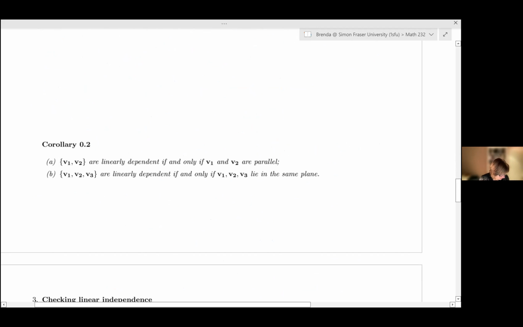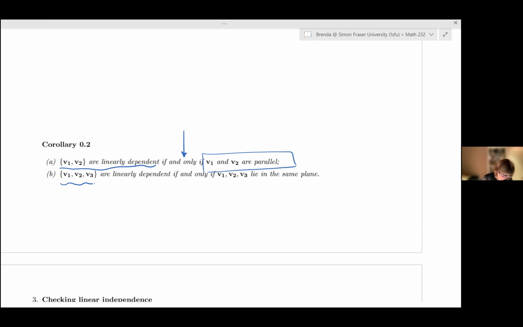There's a corollary to this proof. The corollary means two statements that just follow immediately from the proof. If we've got two linearly dependent vectors, then they're parallel. And if you've got two vectors that are parallel, then they're linearly dependent. It's got that if and only if joined between the two statements. Three vectors are linearly dependent if they lie in the same plane. You don't have 3 degrees of freedom and have it being linearly dependent. Okay, so that's a corollary to the proof.